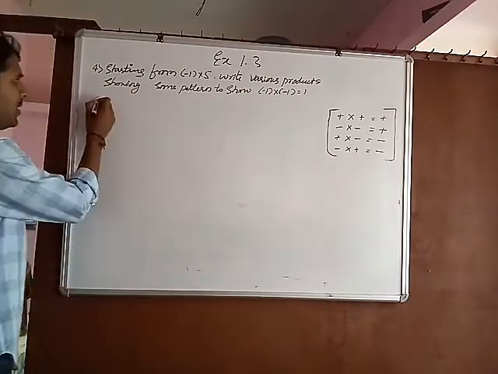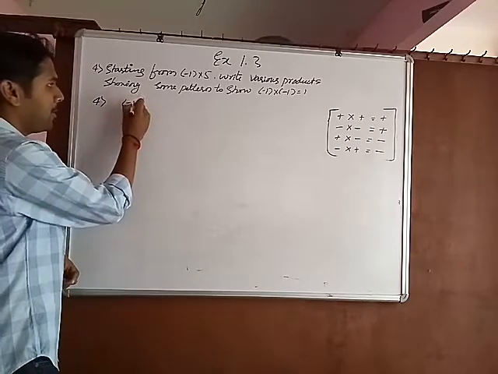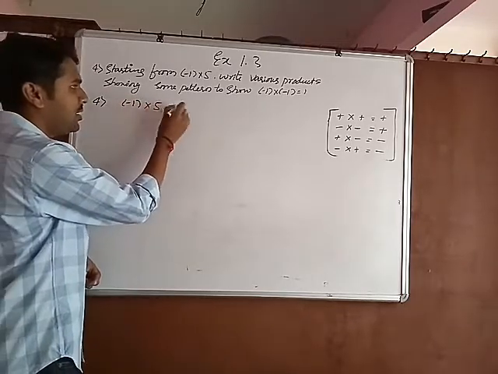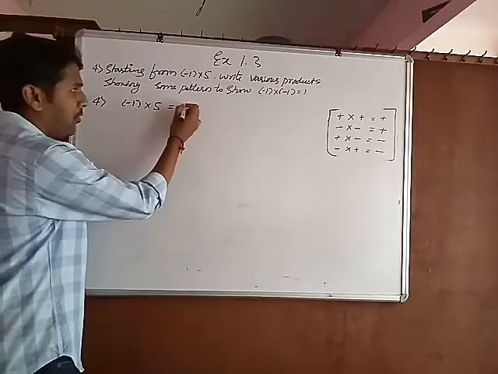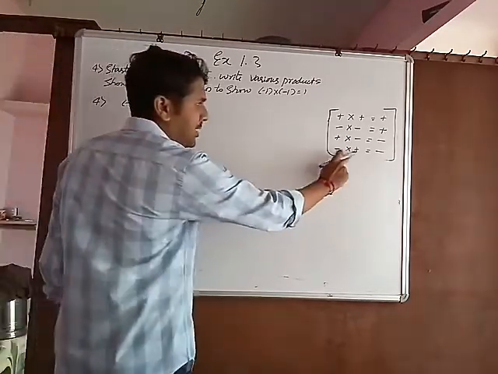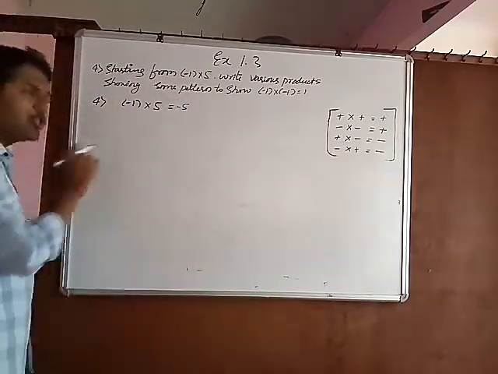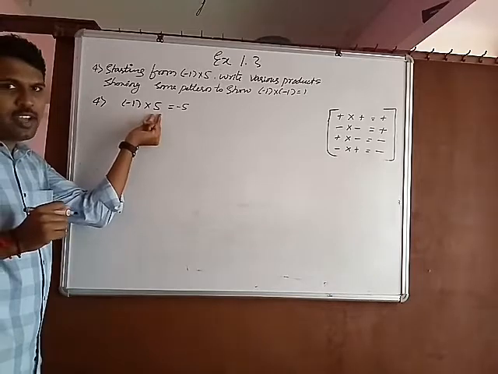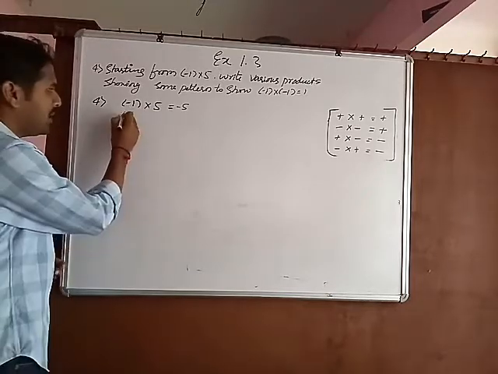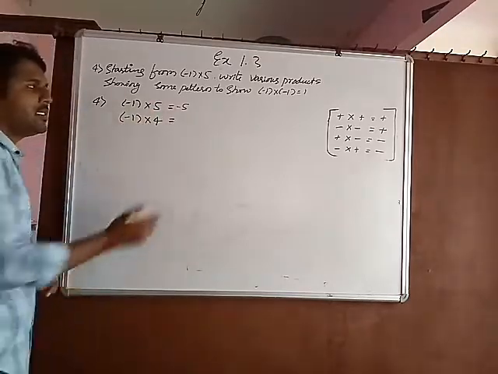So solve this one. How to solve this one? First, minus 1 into 5 equals to what? 1 into 5, 5. Minus into plus, minus. Okay, next goes on decreasing the numbers. 5, next number is decreasing numbers. We can take 4, no. So what is the answer?